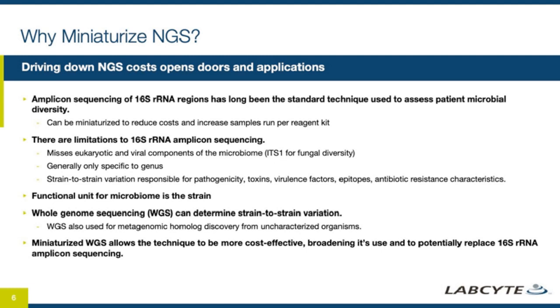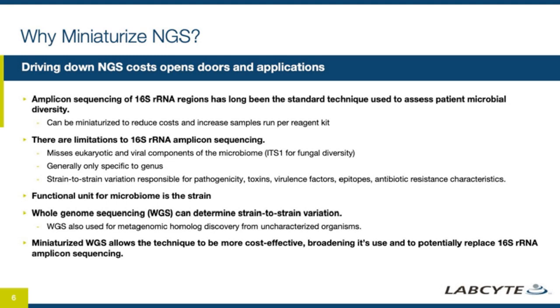Whole genome sequencing can determine the strain-to-strain variation. Whole genome sequencing is great in that sense because it covers the entire genome, and whole genome sequencing can also be used for metagenomic homolog discovery from uncharacterized organisms. This is oftentimes of interest to people looking for enzymes or pathways homologous to what we are studying but haven't really been discovered, or just exploring the diversity of what's out there.